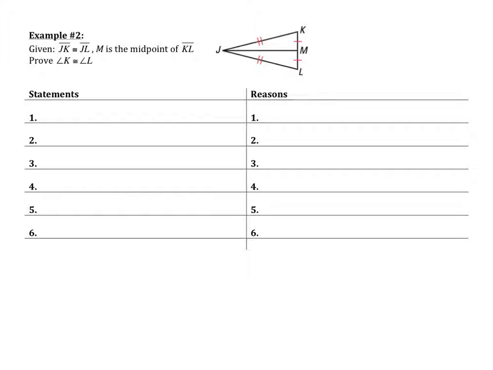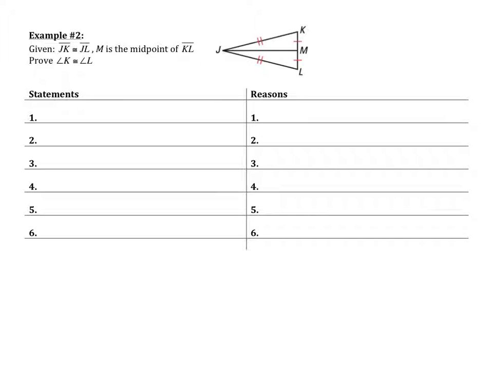Example number 2, this is our last one. We are given that segment JK is congruent to segment JL, and that M is the midpoint of segment KL. Then we are asked to prove that angle K is congruent to angle L. Everything is marked on the diagram for me. I know that JK is congruent to JL, and that's marked. M is the midpoint of KL, and it's marked for me, but I'm still going to have to state that in my proof. And I'm asked to prove that this angle K is congruent to this angle L.